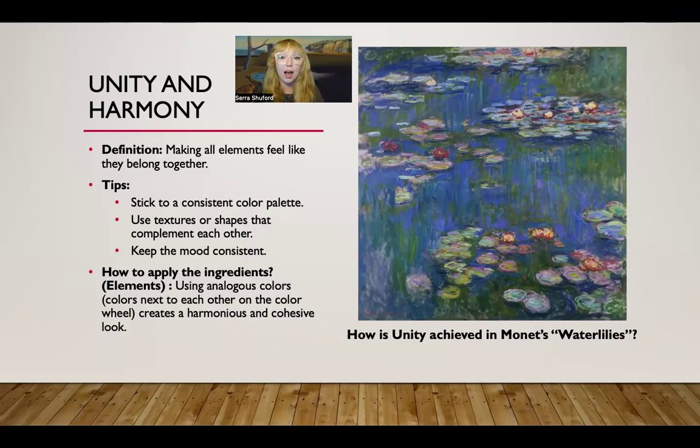And then also line. He keeps this consistent downward or vertical line here to keep everything feeling the same, very calm, and there are no pop-out moments or contrasting moments. This all just feels very unified and together. So several ways that that's working there.